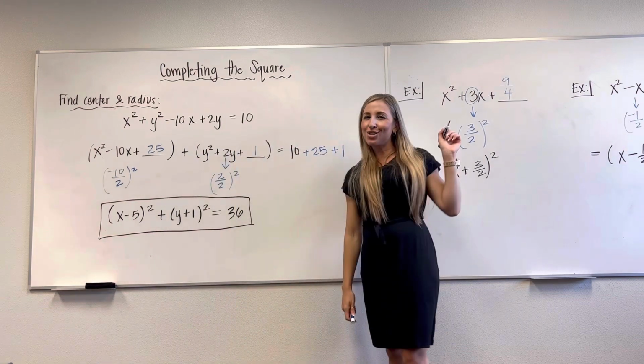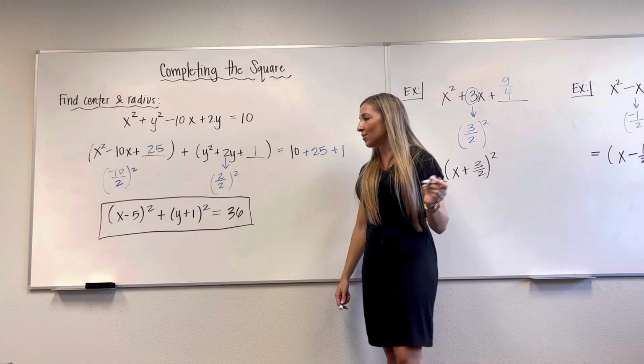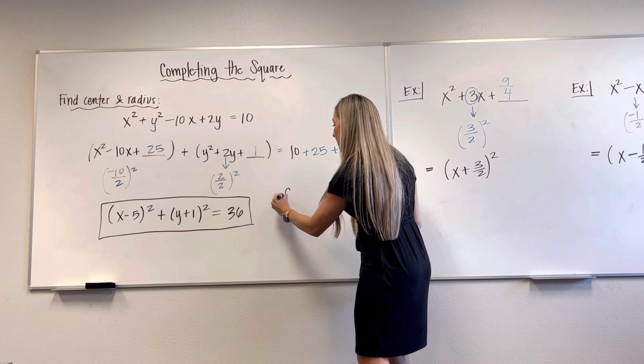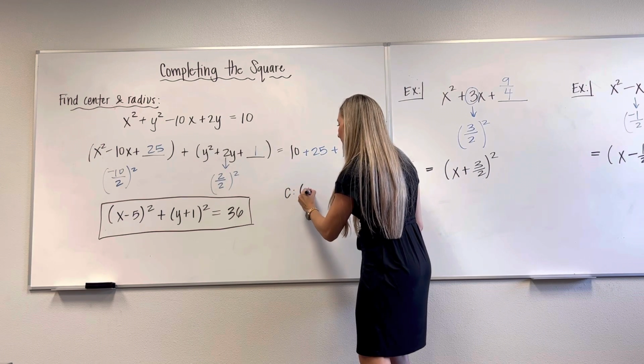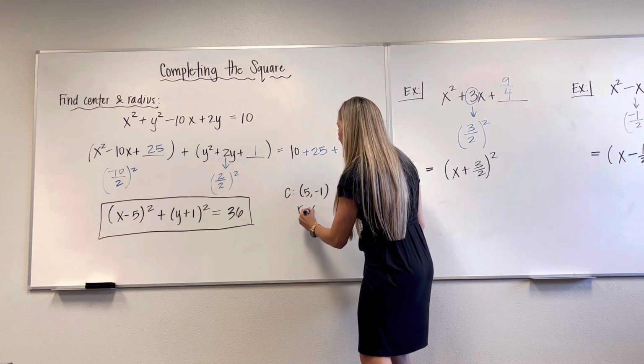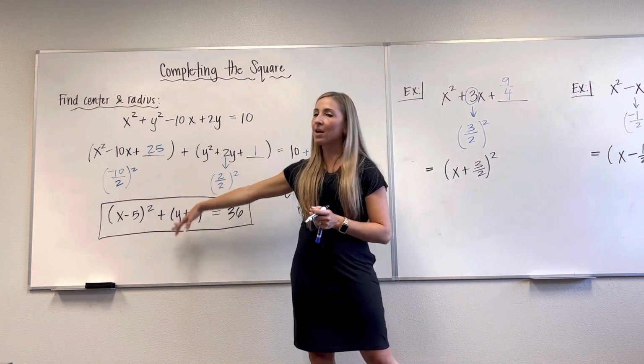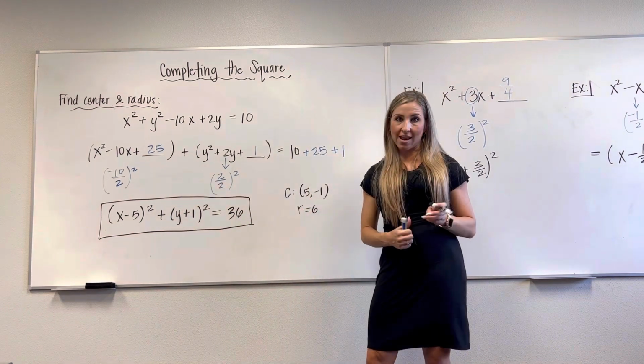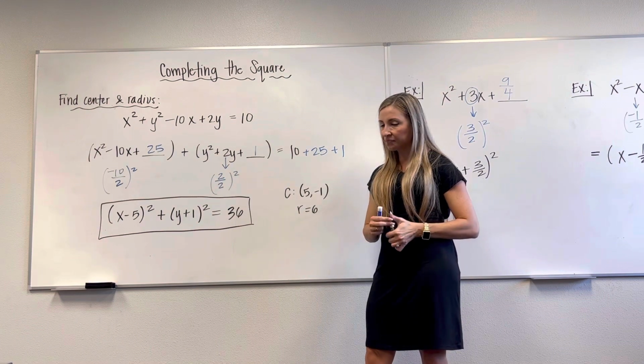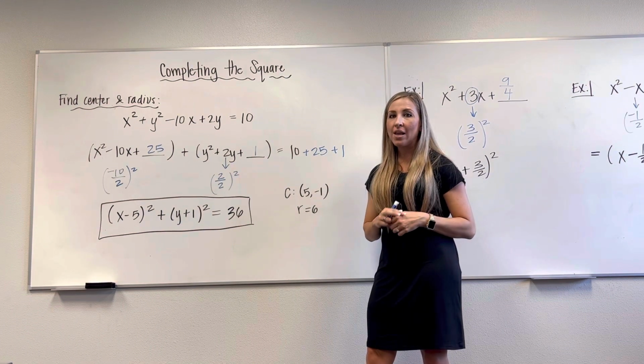So I'll link the lecture here if you're interested in studying circles more. But basically the center is at 5, -1, and the radius is 6. I didn't explain how to see that from here, but having the square completed is essential to identifying the center and the radius. Okay, hope you found that video helpful.